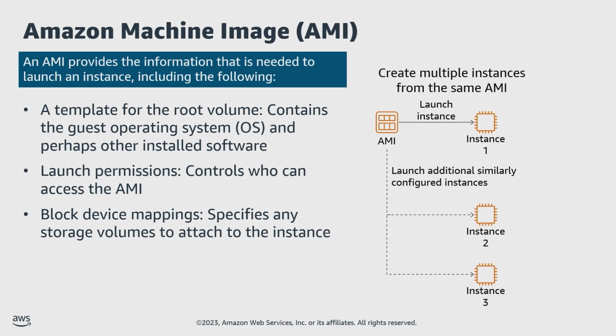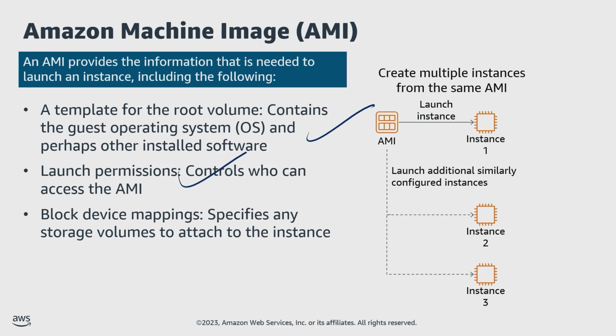This section focuses on choosing the Amazon Machine Image, or AMI, for your EC2 instances. Choosing the AMI is the first step to provisioning an instance. An AMI includes a template for the root volume of the instance, launch permissions, and block device mappings. A root volume template contains an operating system and typically other things like applications, libraries, and utilities.